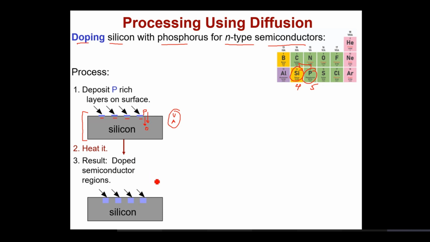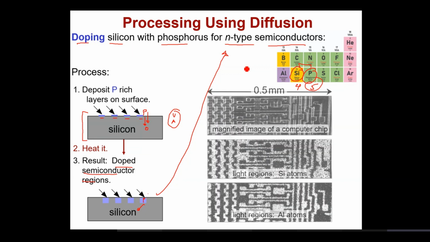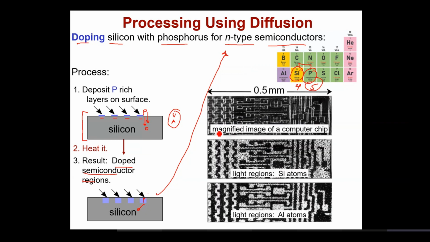Ultimately, after some time, you'll have a doped semiconductor region in which phosphorus is doped into silicon to achieve N-type behavior. N-type behavior, how? Each silicon atom is replaced by a phosphorus atom having an extra electron, which gives the characteristic of an N-type semiconductor. All right. Now, this is again an example where you have to restrict diffusion.